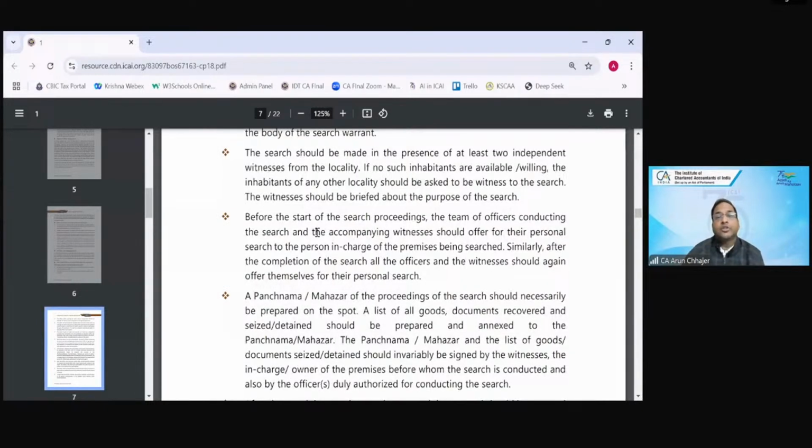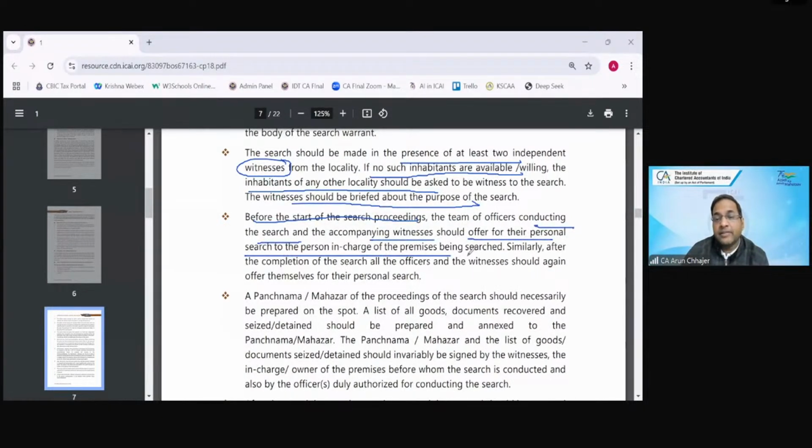The search should be made in the presence of at least 2 independent witnesses from the locality. ये normally practically follow नहीं होता है. If no such inhabitants are available or willing, the inhabitants of any other locality should be asked to be witness to the search. The witnesses should be briefed about the purpose. Before starting the search proceeding, the team of officers conducting the search and accompanying witnesses should offer their personal search to the person in charge of the premises being searched. Similarly, after the completion, all the officers and the witnesses should again offer themselves for their personal search.